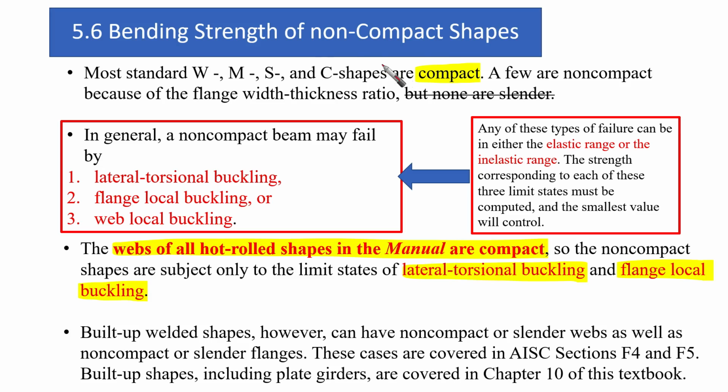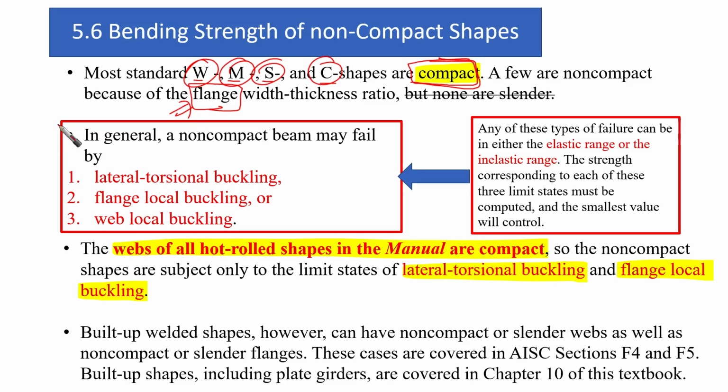Bending strengths of non-compact shapes, if we're going to deal with specific shapes like wide flanges, miscellaneous standard shapes, and channels. C shapes are compact. Commonly, most of these shapes are compact. Wide flange, M, S, and C shapes are compact. A few are non-compact because of the flange width-thickness ratio. So a few of them are going to be non-compact because of the flange, not because of anything else.